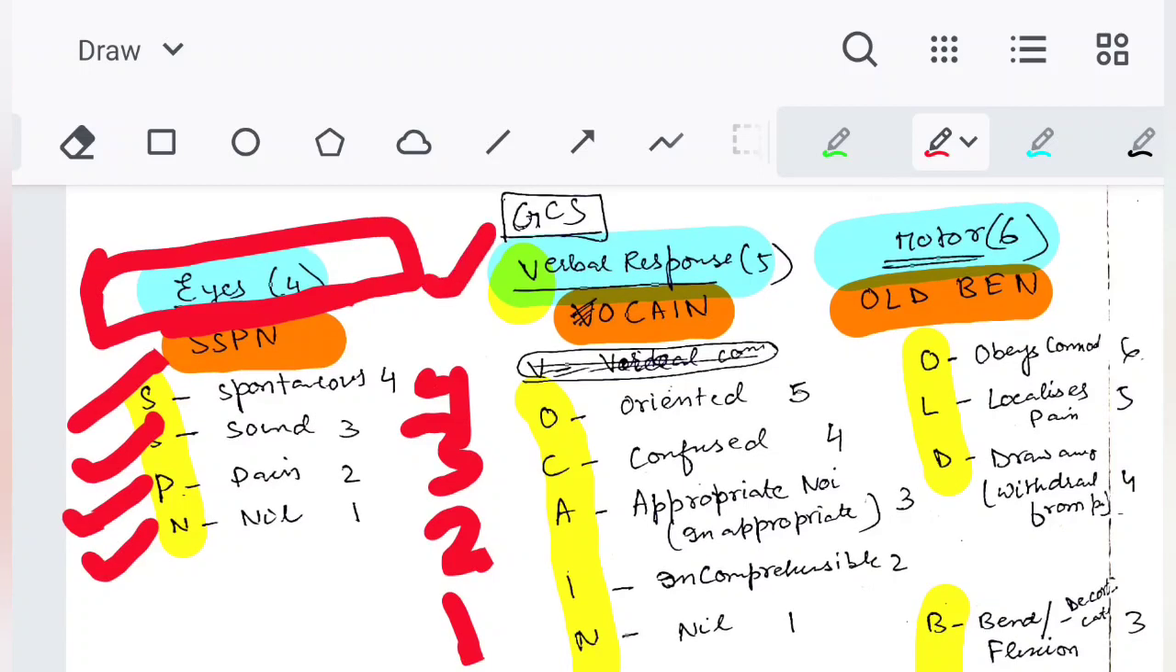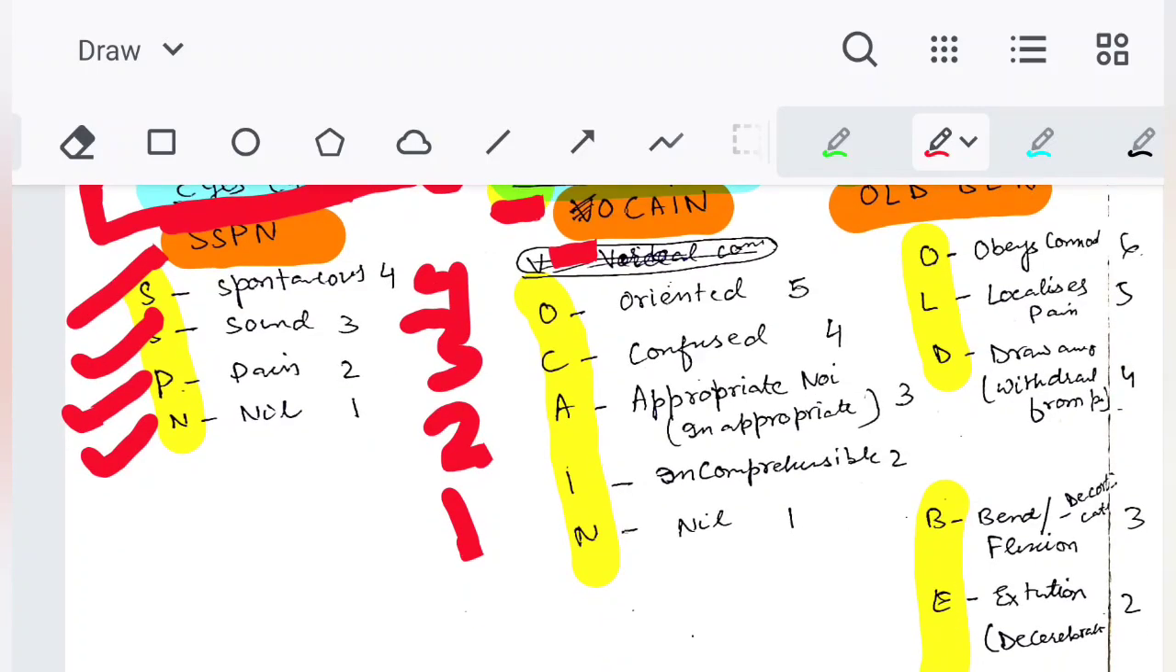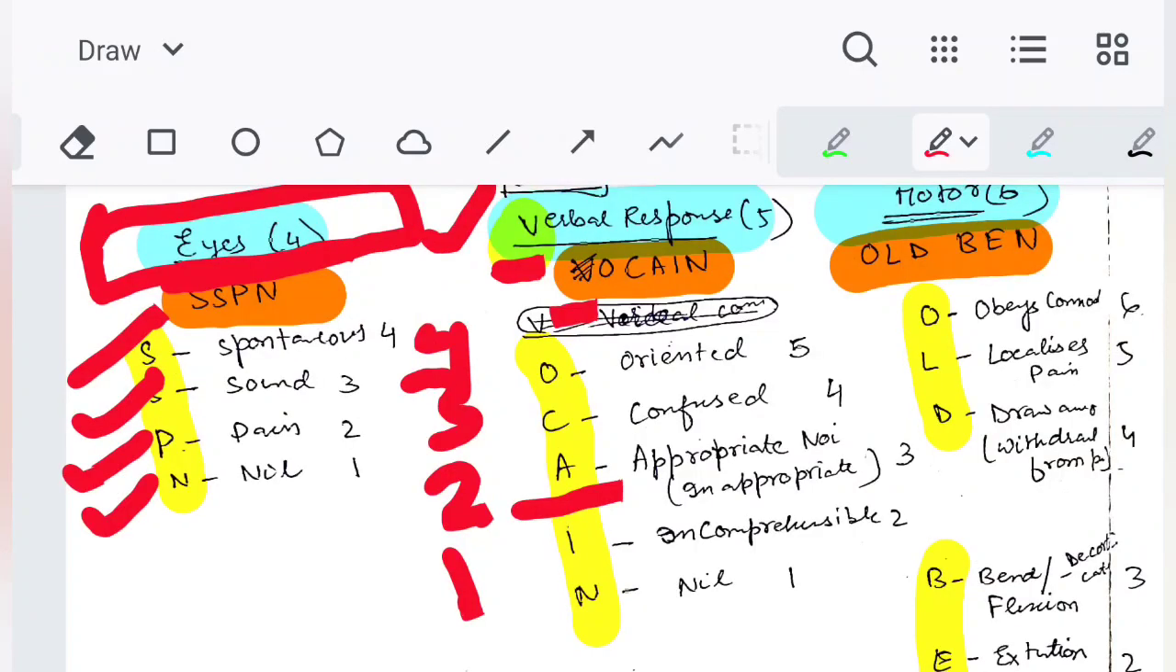Next comes the verbal response, that is VOCAINE. So V for verbal response, then O is oriented, C is for confused, A is for appropriate nahi hai, so inappropriate. Just note that we have reversed the sentence so as to form a mnemonic. Appropriate nahi hai in Hindi means not appropriate, so inappropriate. Then comes incomprehensible sounds. And N is nil.